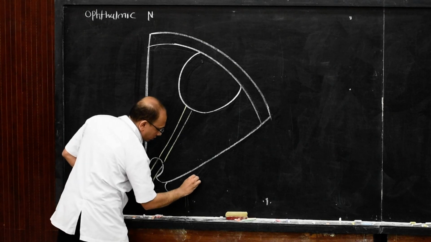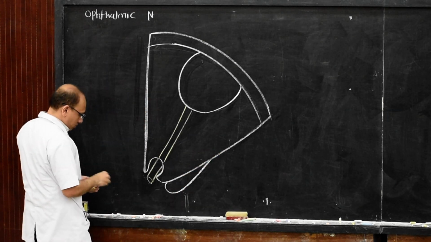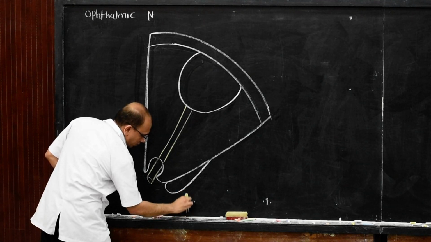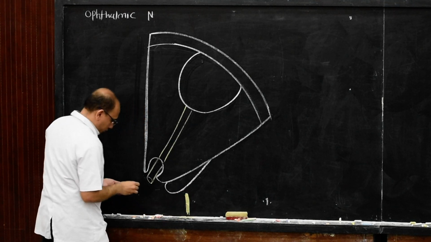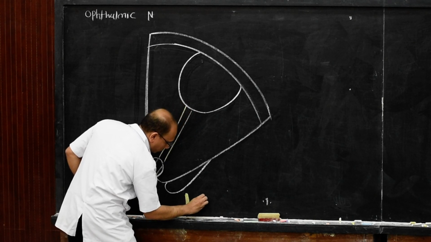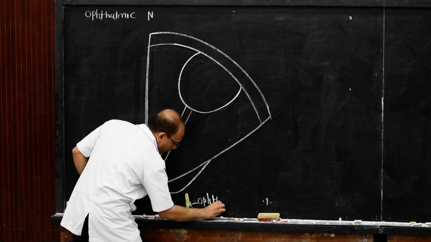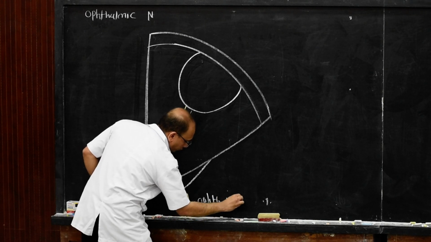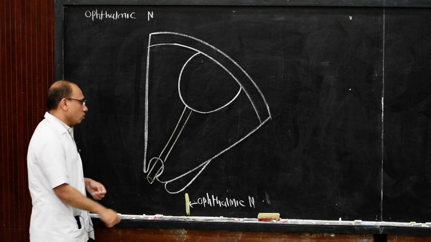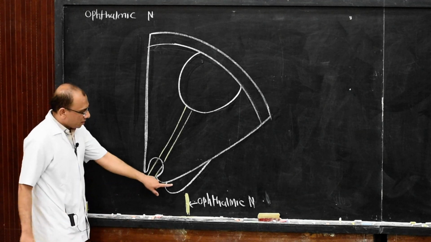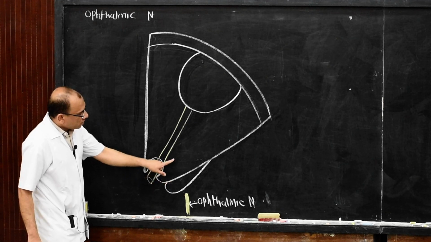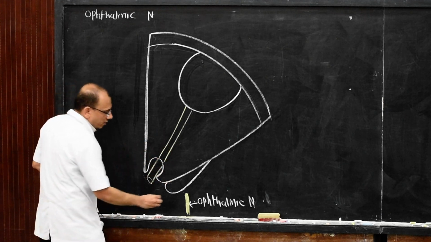And here I am drawing the superior orbital fissure. And this one is the ophthalmic nerve. The ophthalmic nerve is a branch of the trigeminal nerve, the fifth cranial nerve, and it divides into three branches before it enters into this superior orbital fissure into the orbit. So it divides into three branches.